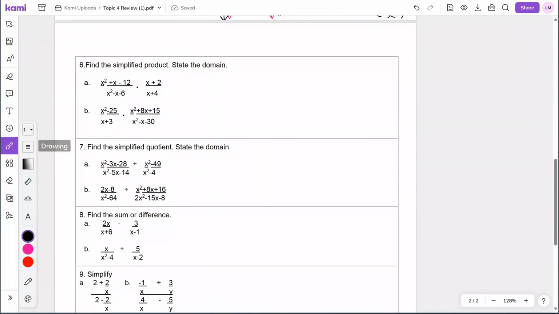Alright, simplifying the product. Remember, we want to factor first, and then we can reduce top to bottom. So I want to factor first. I want numbers that multiply to be -12 and add to be 1. Multiply to be -6 and add to be -1. So factor those first. I can reduce factors top and bottom.